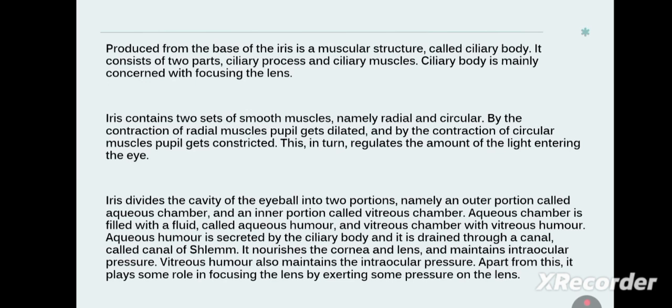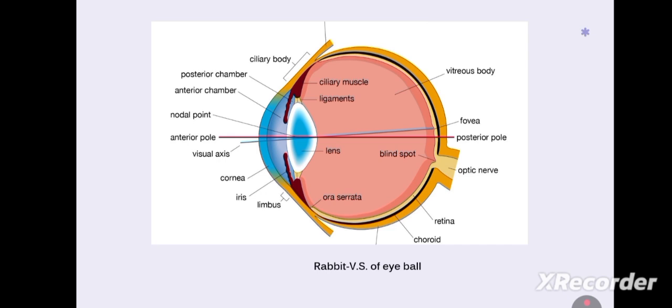Vitreous humor also maintains the intraocular pressure. Apart from this, it plays some role in focusing the lens by exerting some pressure on the lens. And this is the picture of rabbit vertical section of eyeball.